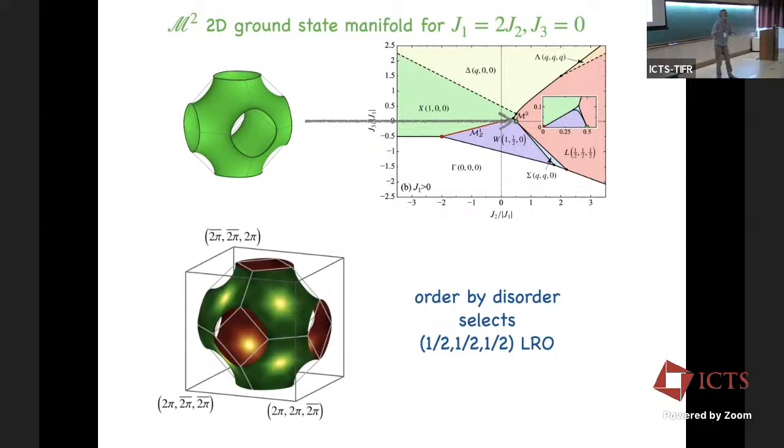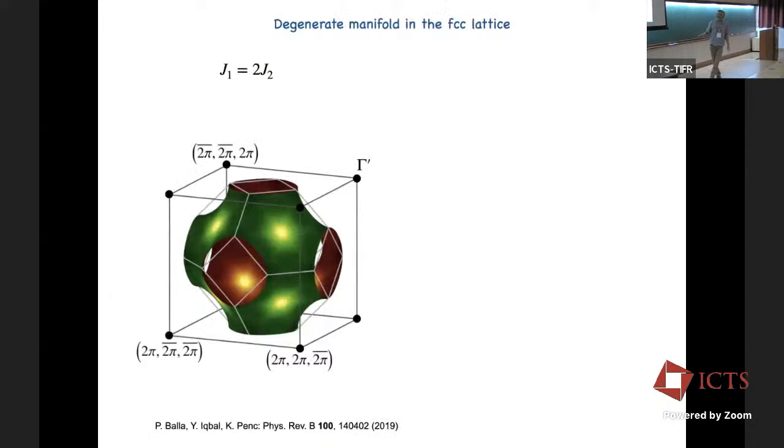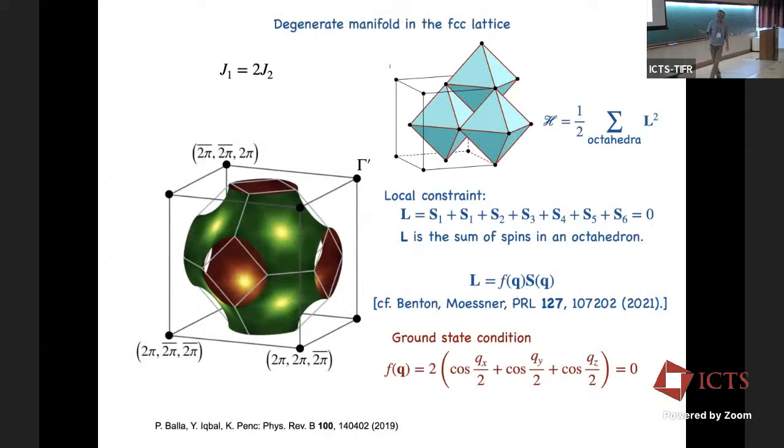You can ask if there is any ordering vector. Indeed, there will be ordering at this (1/2, 1/2), so there is an order by disorder selection. But we have this sum of the 6 spins equal to 0. This is the local constraint. And we can write this local constraint in Fourier space, so that we introduce S of Q and some F of Q. S of Q will be the Fourier transform of these spins, and F of Q will tell us how we need to add them together in Fourier space so that we get this constraint back.